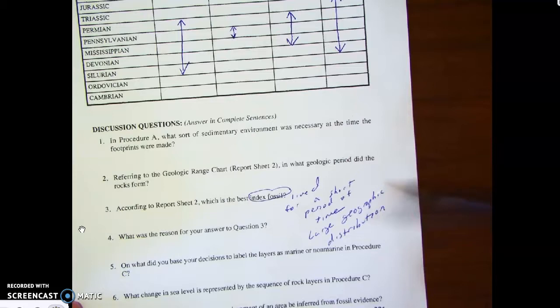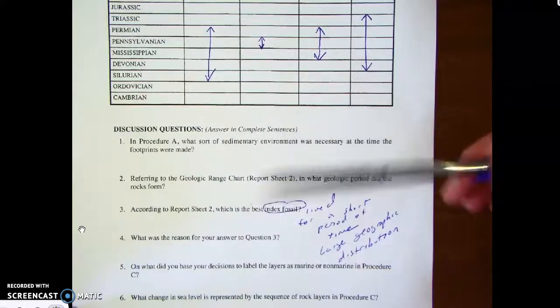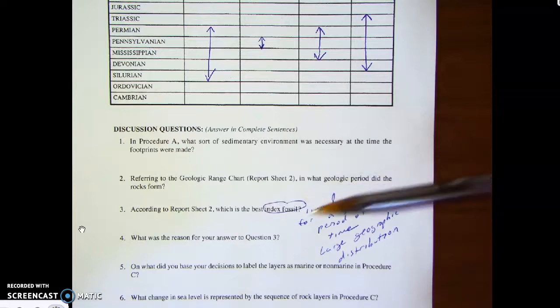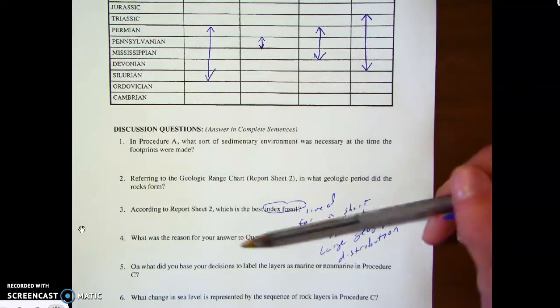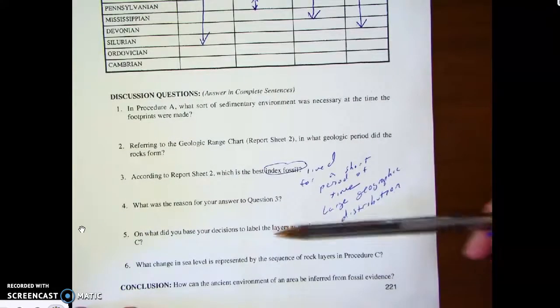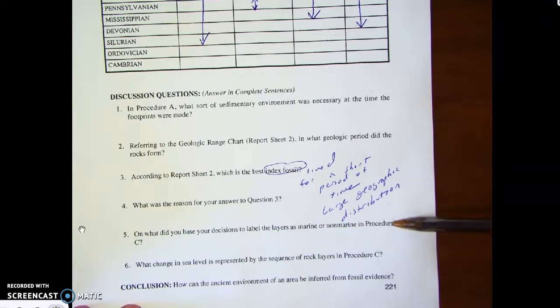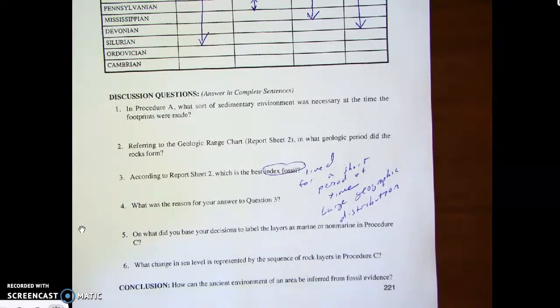And question 4 is basically just asking to explain why. So the answer to question 3 is the Foraminifera, and question 4 is asking you why it would be the Foraminifera. For question 5, on what did you base your decision to label the layers as marine or non-marine in procedure C? I forgot to do that, so let's go back to that.